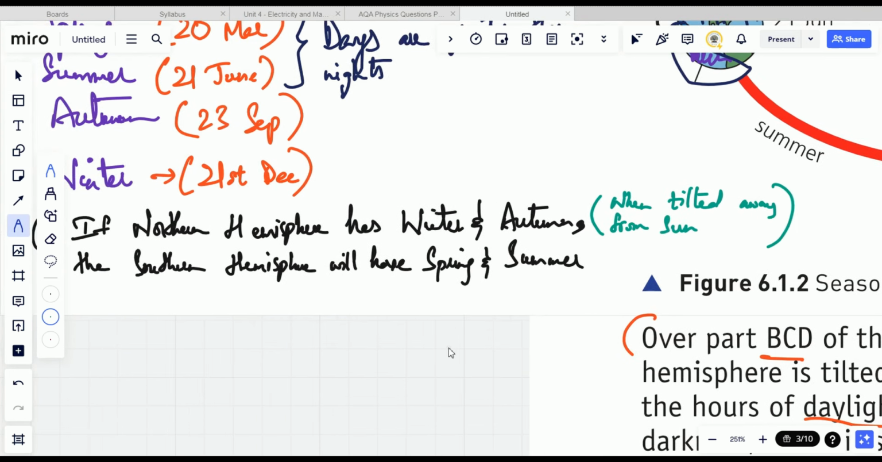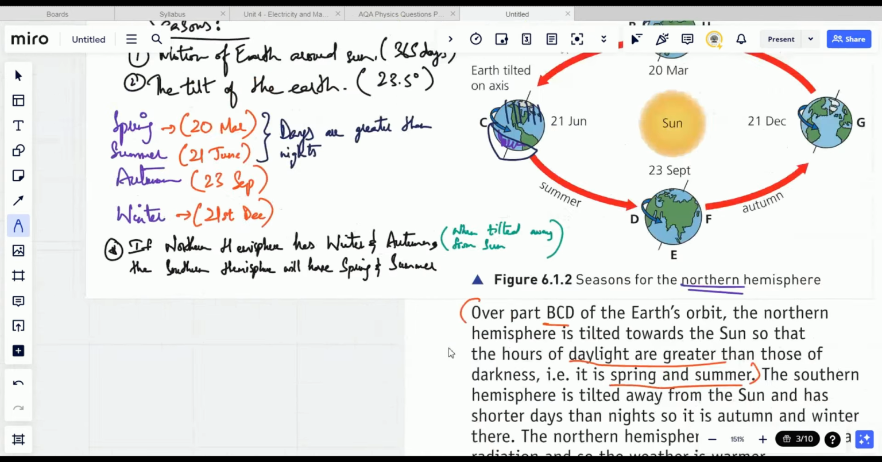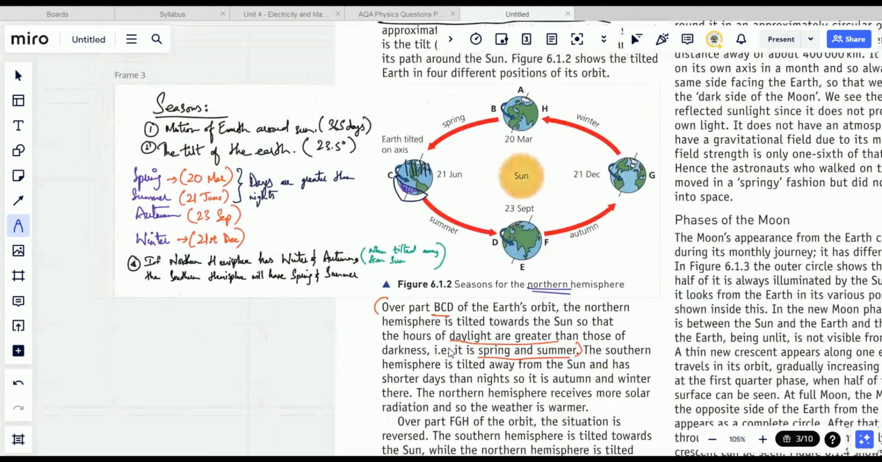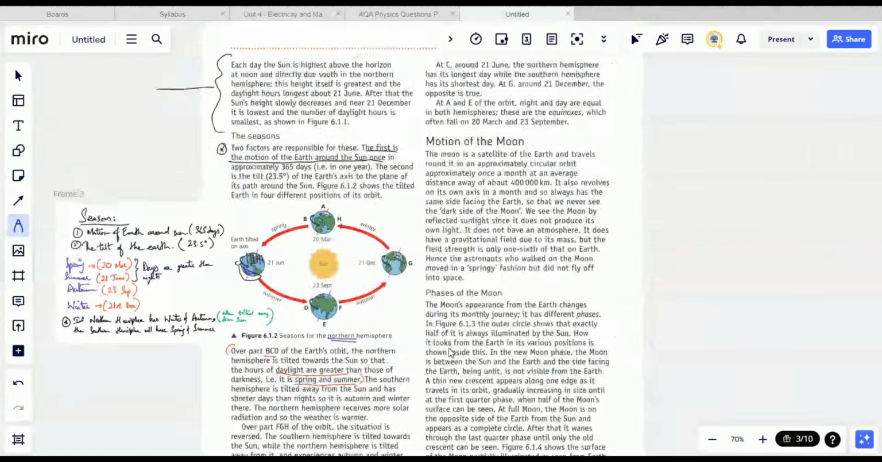And the below one is the vice versa of it. If the northern hemisphere is tilted away from the sun, it would mean that the southern hemisphere is tilted closer to the sun. Got it? So the one which is closer to the sun while tilted would have summer and spring. That's pretty much about this.